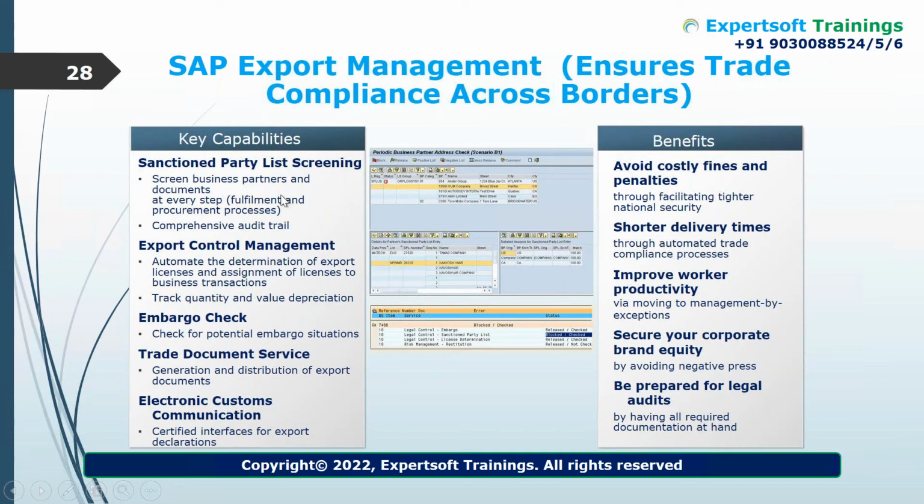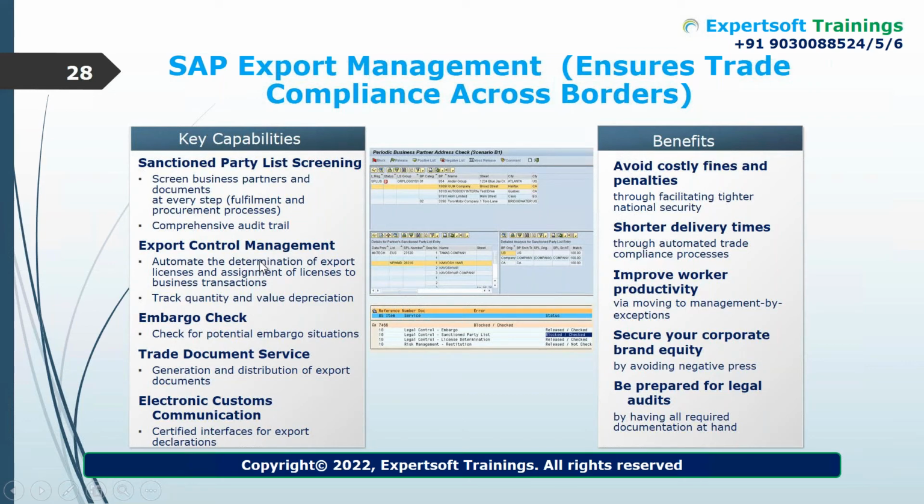So yes, screen business partners and documents at every step, with a comprehensive audit trail. As I said, what is the reason for the block, right? Either it may be a business partner or it may be a document. Export control management automates the determination of export licenses and assignment of licenses to business transactions. So you can automate the determination of export licenses.